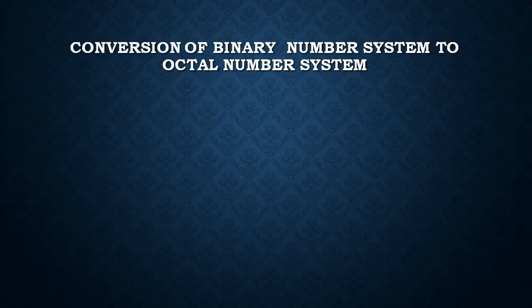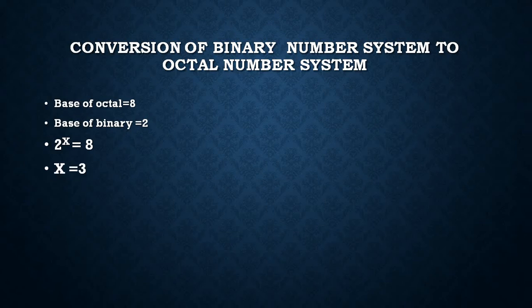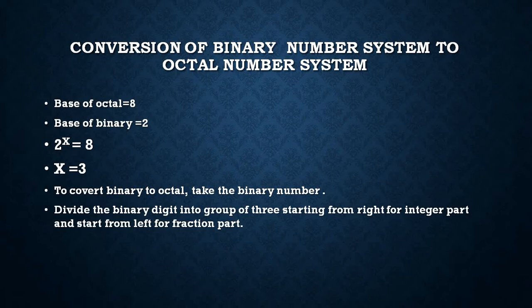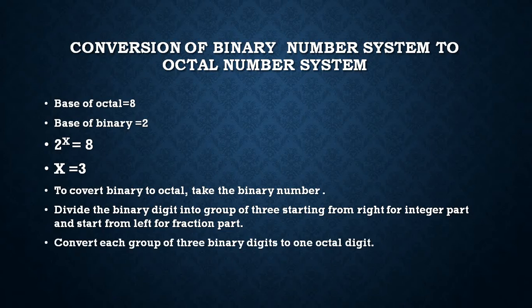Now we have to convert binary number system to octal number system. Again we say the base of octal number system is 8, base of binary is 2. Again we create the equation 2 raised to x equal to 8. Now we know that the value of x equal to 3. So we write here, to convert binary to octal, take the binary number, divide the binary digits into groups of 3 starting from the right for the integer part and from the left for the fraction part. Convert each group of 3 binary digits to one octal digit.